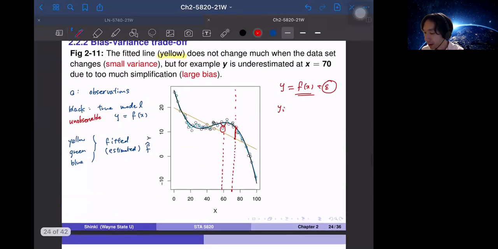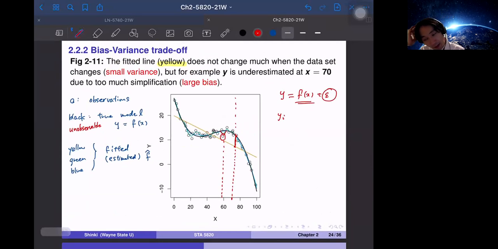So this is the bias-variance trade-off for the regression setting, when x and y are both continuous variables. Any questions so far?